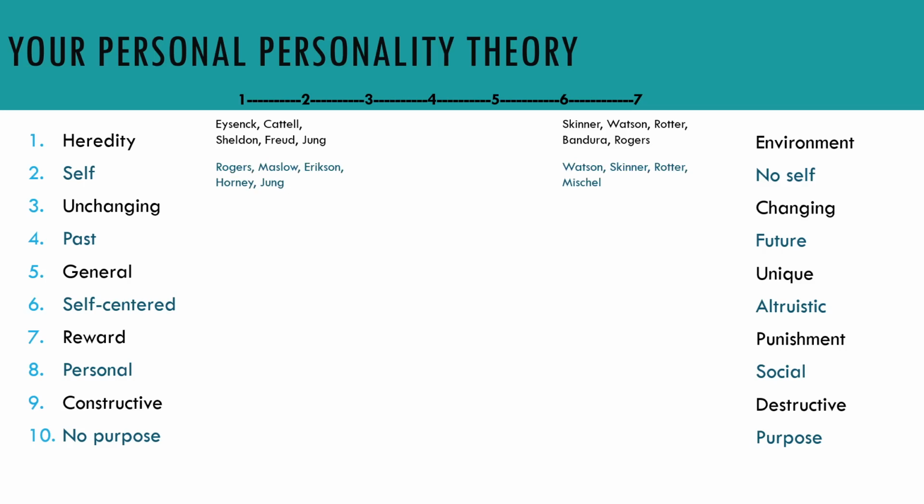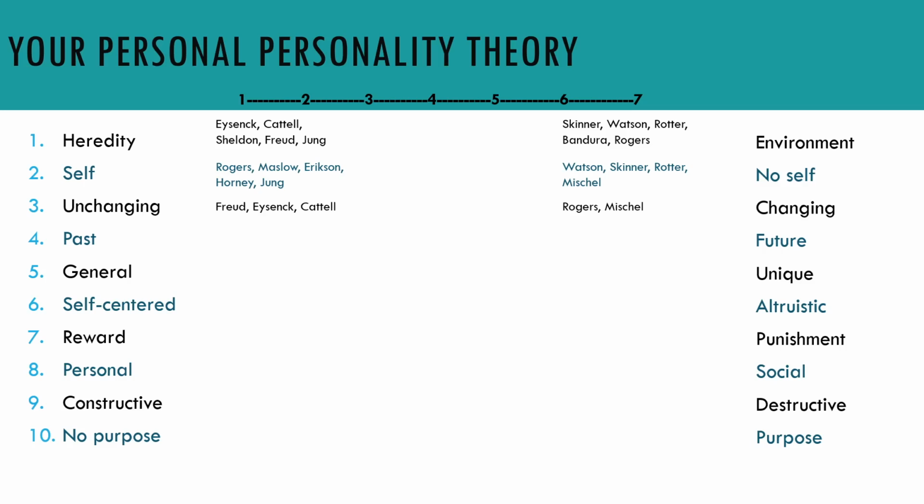If you think that there is a self, you're in agreement with Rogers, Maslow, Erikson, who was actually a follower of Freud's, Horney and Jung, also followers of Freud. If you think there really is no self, or that the self doesn't really help us to explain personality, you're going to be in the same category as the behaviorists, Watson and Skinner, and then social learning theorists like Rotter and Mischel.